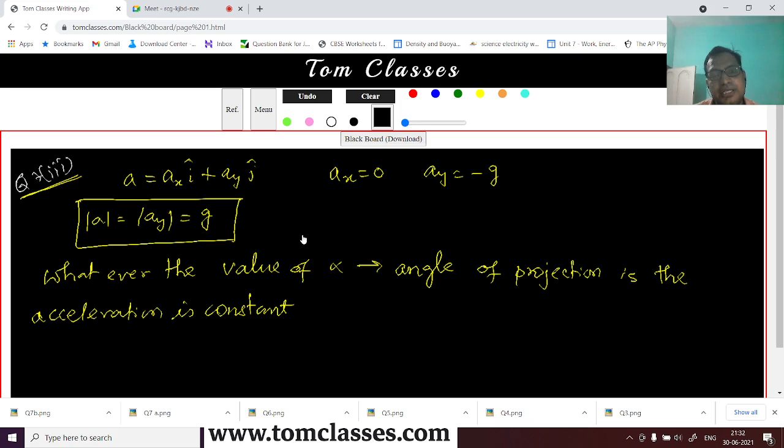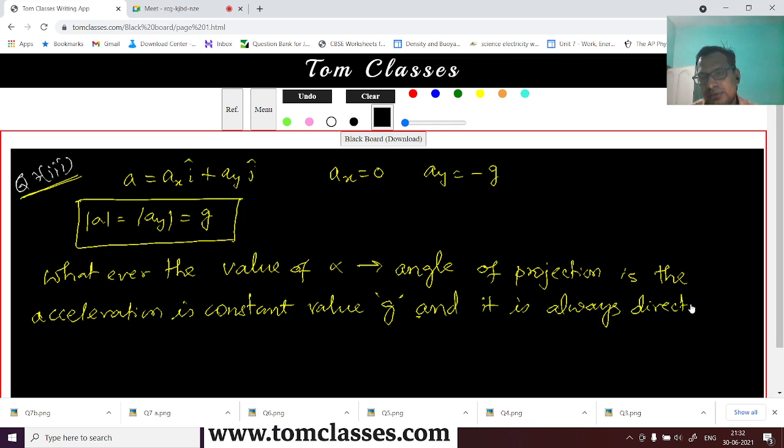In case of velocity, the velocity is dependent upon the angle of projection, right? But here it is altogether a constant, right? Whatever the value of the angle of projection is, the acceleration is a constant value, that is g, and it is always directed towards the center of the earth, right?